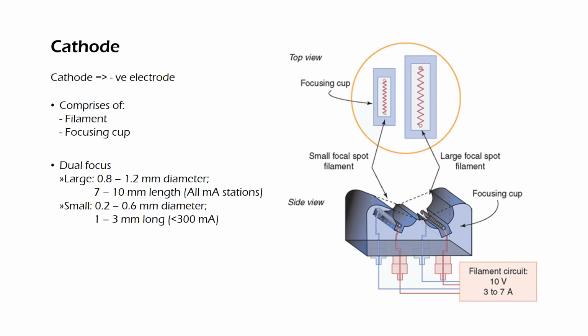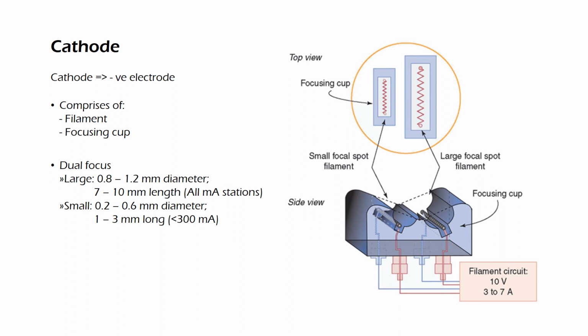For the large focus, typically ranges from 0.8 mm to 1.2 mm in diameter and 7 mm to 10 mm in length. For the small focus, typically ranges from 0.2 mm to 0.6 mm in diameter and 1 mm to 3 mm in length.